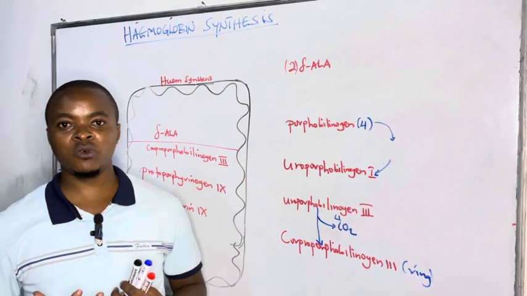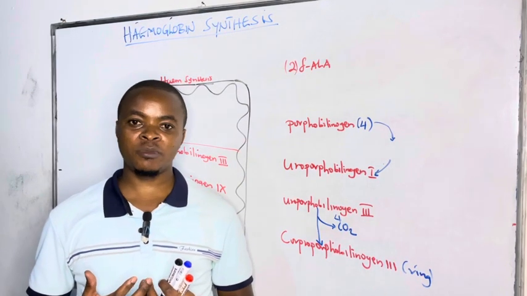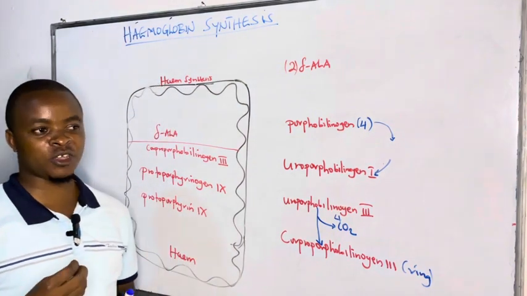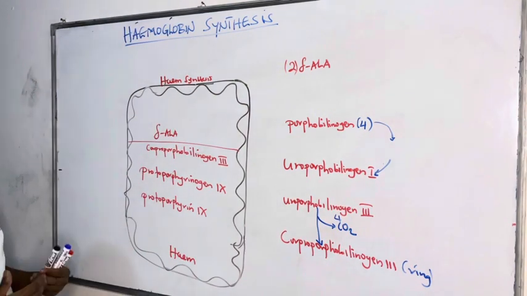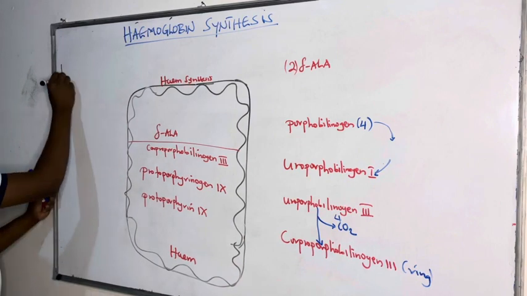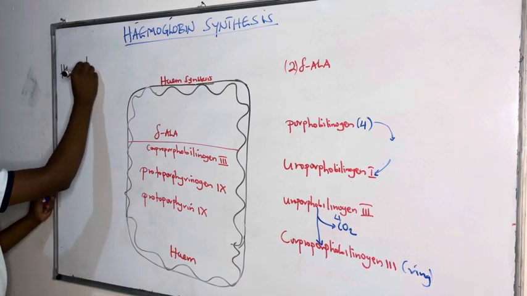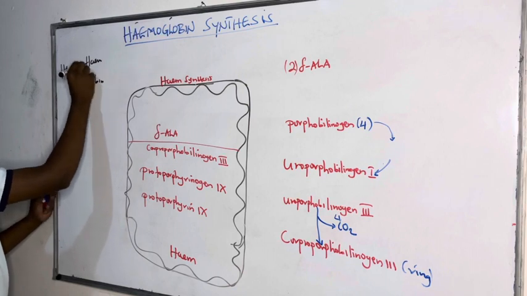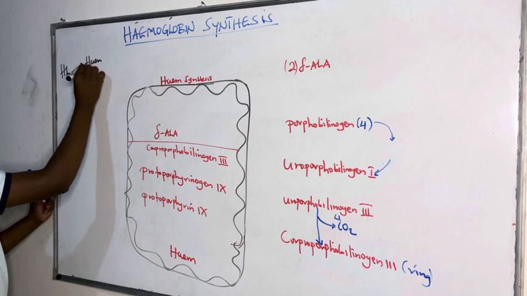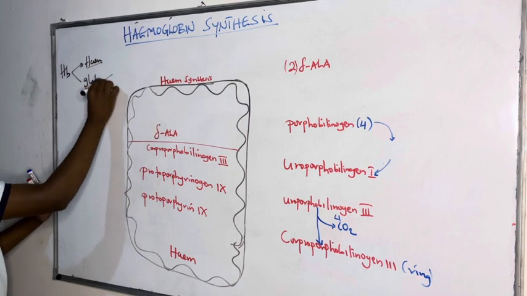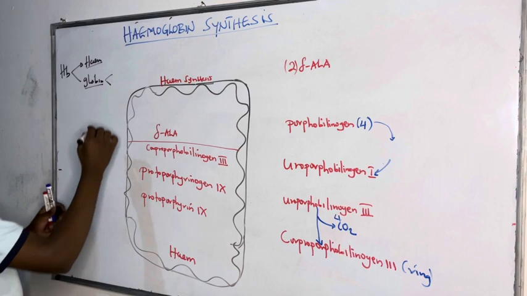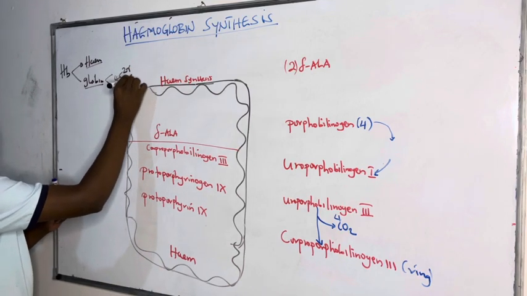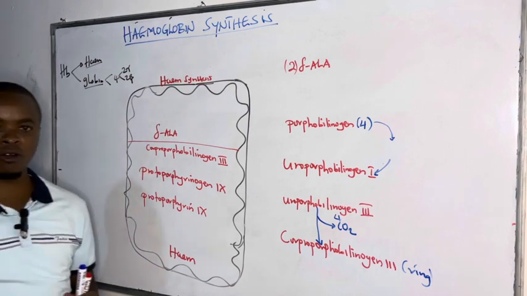And in this session, we want to look at hemoglobin synthesis. In the previous video, we looked at the structure of hemoglobin, whereby we said that hemoglobin is made up of heme and globin. These globin are made up of 4 polypeptide chains, that is 2 alpha and 2 beta for the adult hemoglobin.